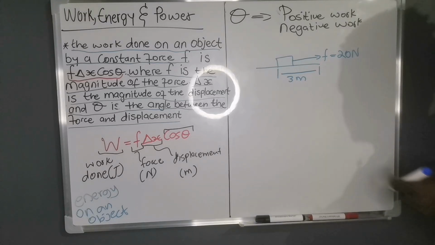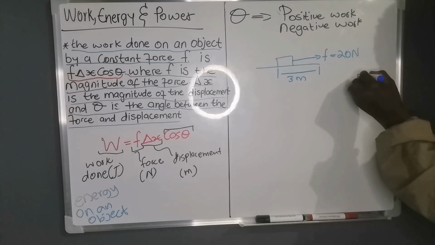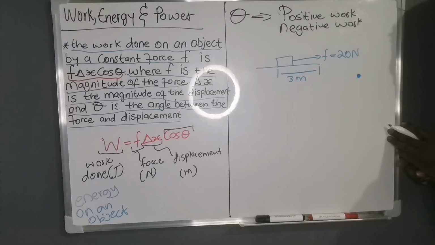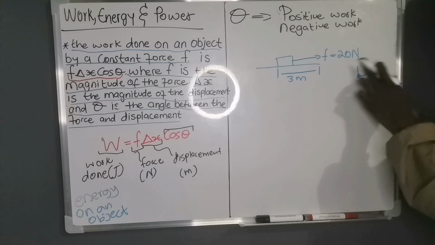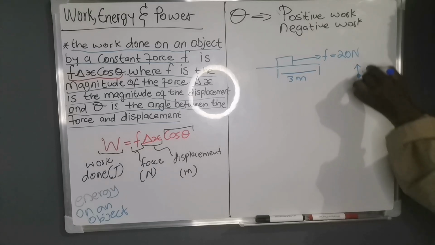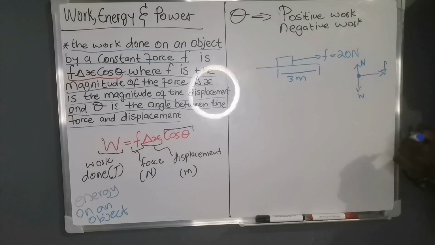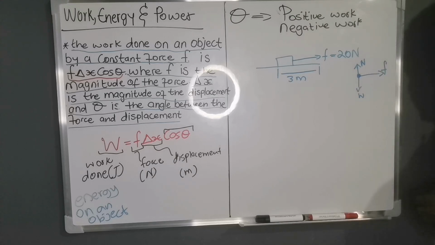Guys, how will you find the work done by all forces acting on this object? You have to understand how to draw a free body diagram before you can do anything with this box. Let me draw it for you quickly. So what are the forces acting on this object? We have the applied force, we have our normal force, and our weight. Normal force, weight, force applied. There are 3 forces acting on this object. Hope you understand. Now let's find the work done by each of these forces: gravitational force, normal force, and force applied.